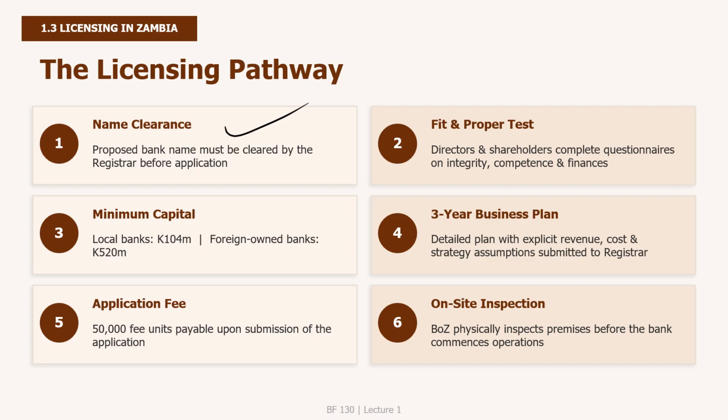The next step in getting that license is what we call the fit and proper test. I think this is critical here. All the directors and the major shareholders that you are proposing will need to complete a questionnaire, because the registrar wants to know: do these people have any financial crime? Have they been disqualified from running a business before? Are they financially solvent, for instance?